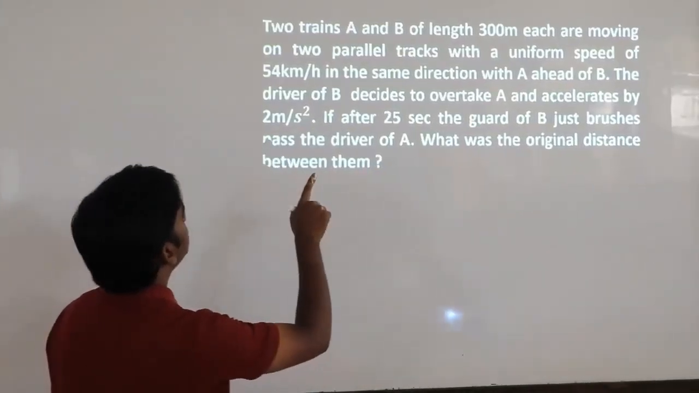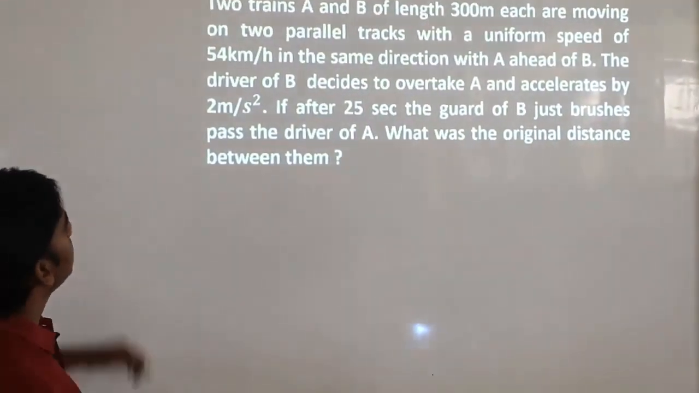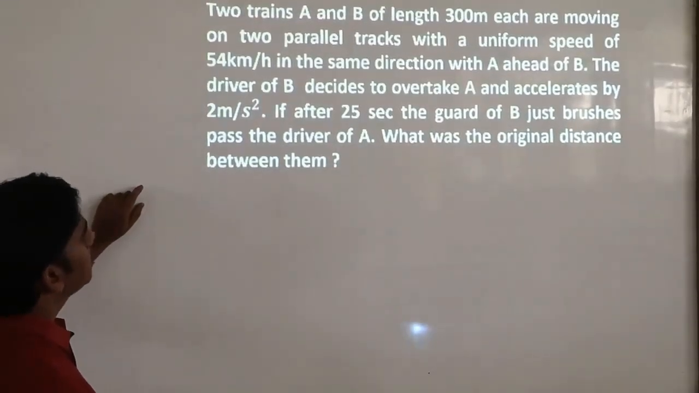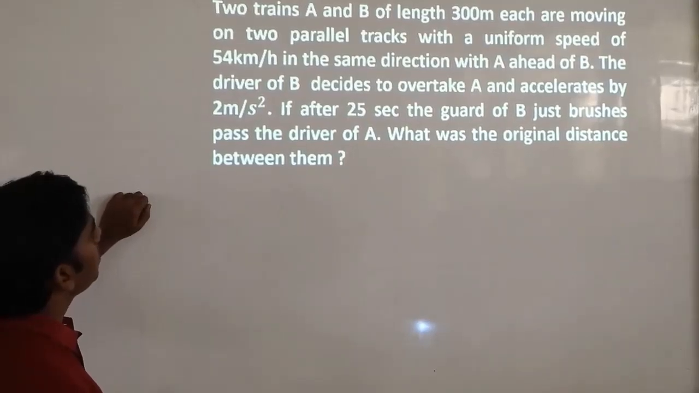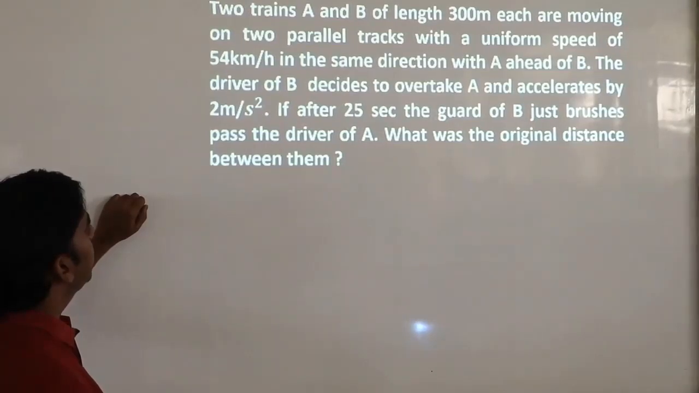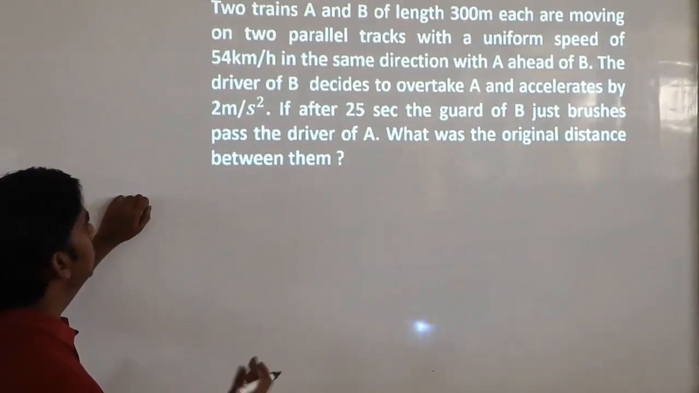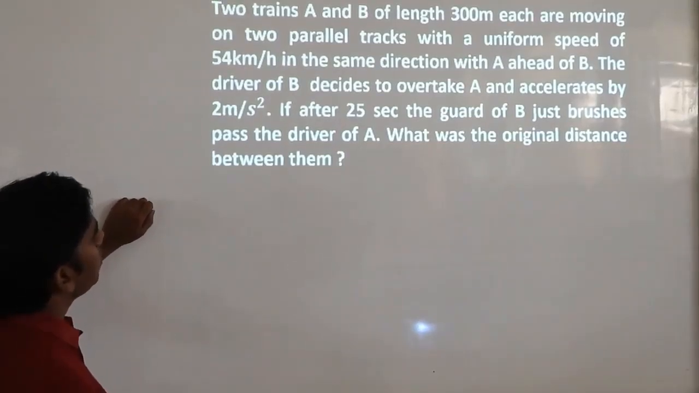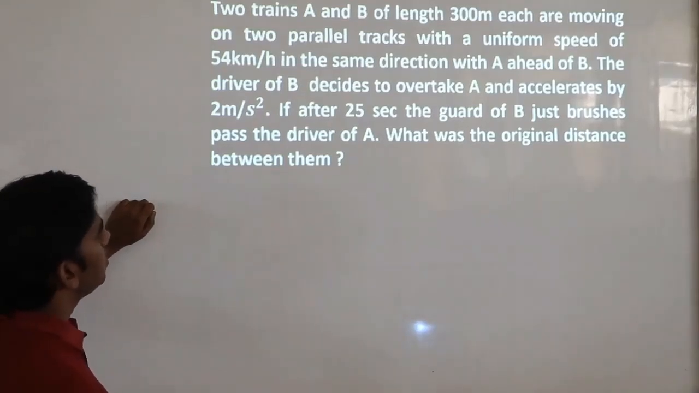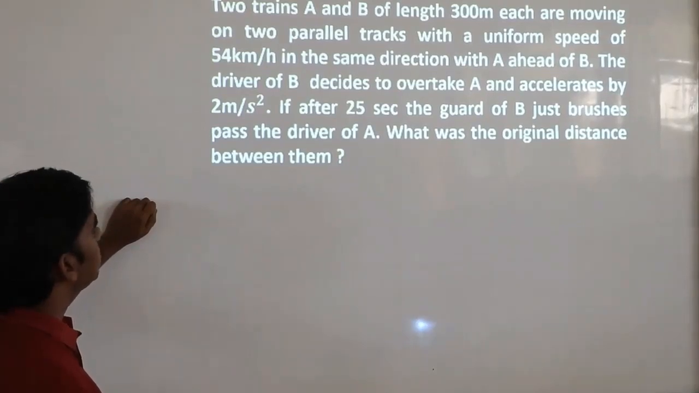Next question. Two trains A and B of length 300 meter each are moving on two parallel tracks with a uniform speed of 54 km per hour in the same direction with A ahead of B. The driver of B decides to overtake A and accelerates by 2 meter per second square. If after 25 seconds the guard of B just brushes past the driver of A, what was the original distance between them?